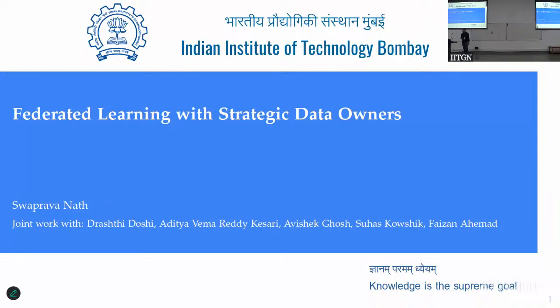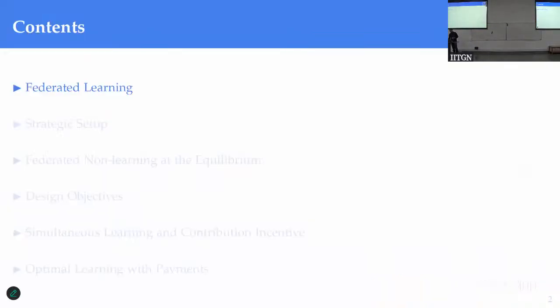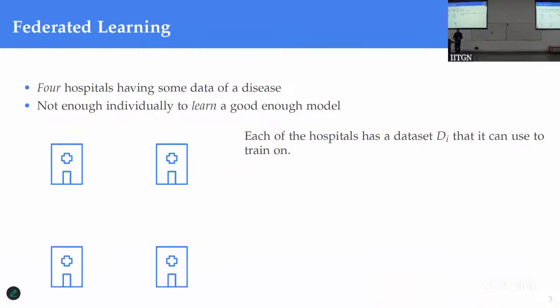So I'll be talking about federated learning. It's a little detour from the mainstream federation thing. If you don't know what federated learning is, I have a few slides to explain that. So let's get started. What is federated learning?